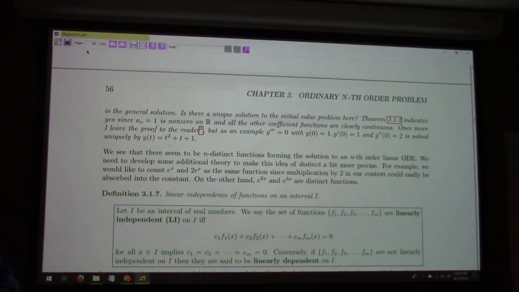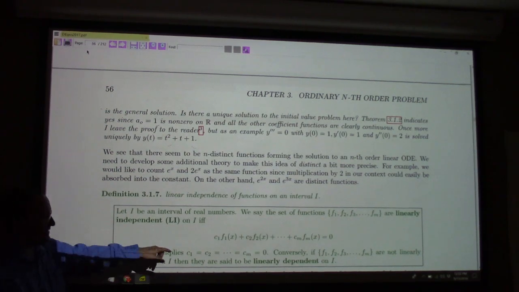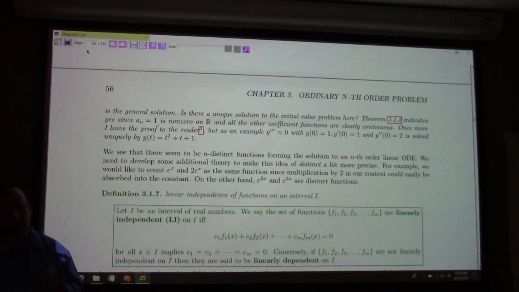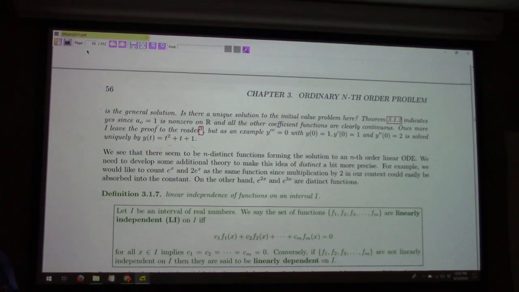Right, so I could erase the x's from this and just write c1 f1 plus c2 f2 plus dot dot dot cm fm equal to 0. That would be a function equation. What does it mean when two functions are equal? It means that their outputs are equal for every possible input, right? So a function equation is actually infinitely many scalar equations if the domain is interesting.